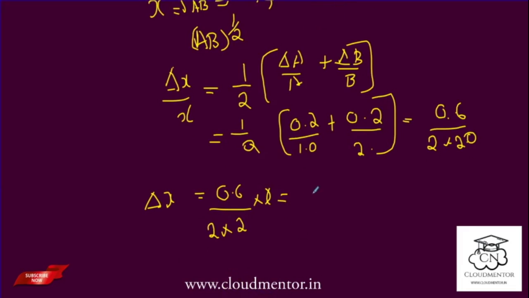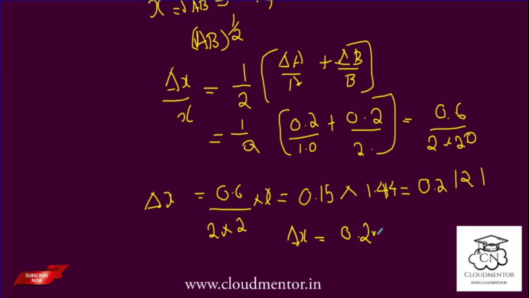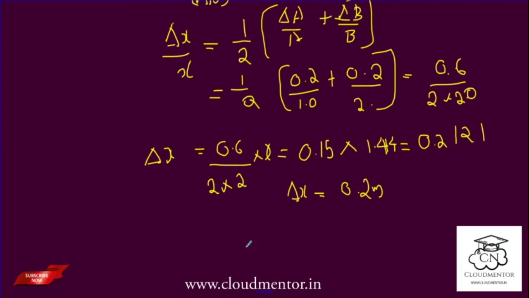So multiplying that, 0.6 by 4 will be equal to 0.15, and that multiplied by 1.4 will be equal to 0.2121. So rounding off, we get delta x approximately 0.2 meter. So our final answer must be root ab equal to 1.4 meter plus or minus 0.2 meter.